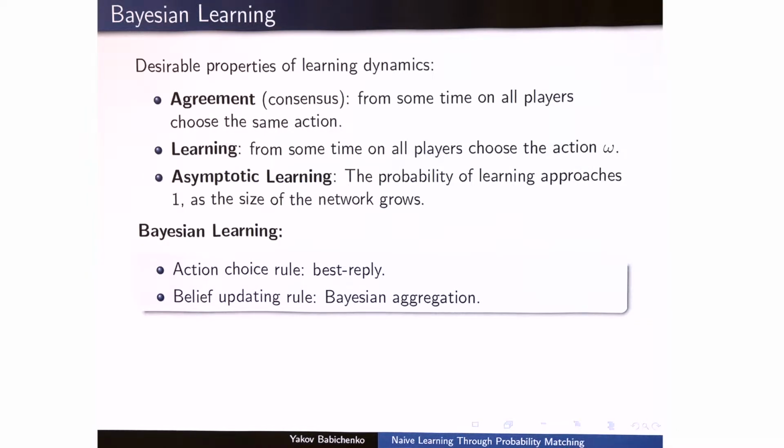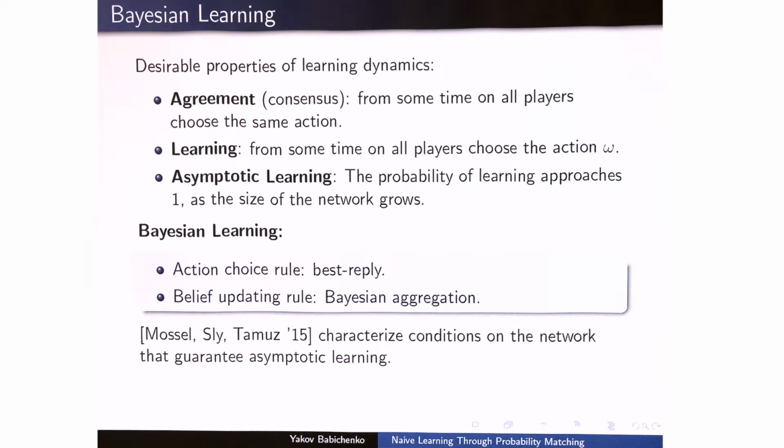This model has been studied in both Bayesian and non-Bayesian settings. Let me first say what is known. In a Bayesian setting, the action choice is just a best reply. Let's say, for instance, that your utility is 1 if you guess correctly and 0 if you guess wrong. Then if your current belief is above half, you play 1. If it's below half, you play 0. Very simple. And the belief updating rule can be written in two words: it's Bayesian aggregation. You do the Bayesian aggregation.